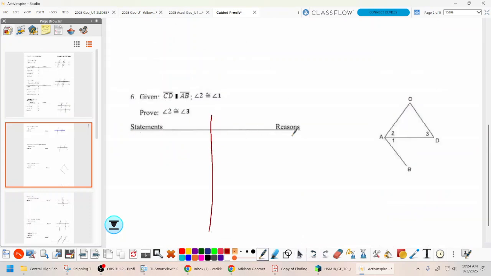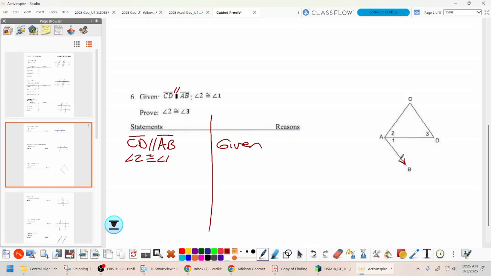Alright, statements and reasons. I'm going to just write the given. Remember on this particular sheet, the heavy black mark means parallel. It's meant to have two parallel lines there. Is this stuff marked in the picture? No. So remember, go add stuff to the picture that you're either given or know to be true. So it says CD and AB are parallel.